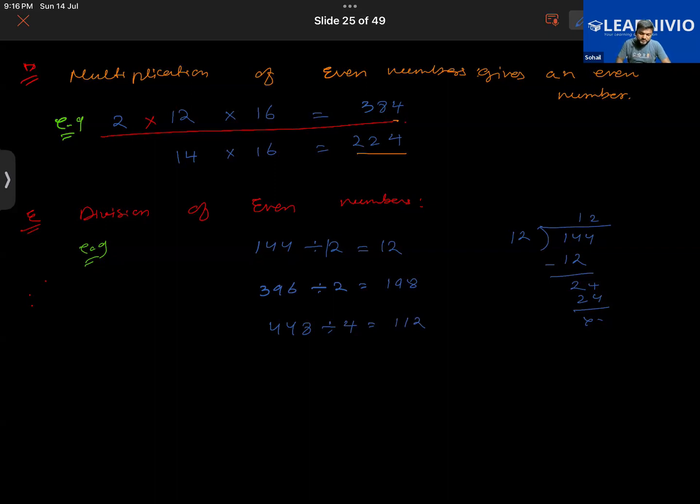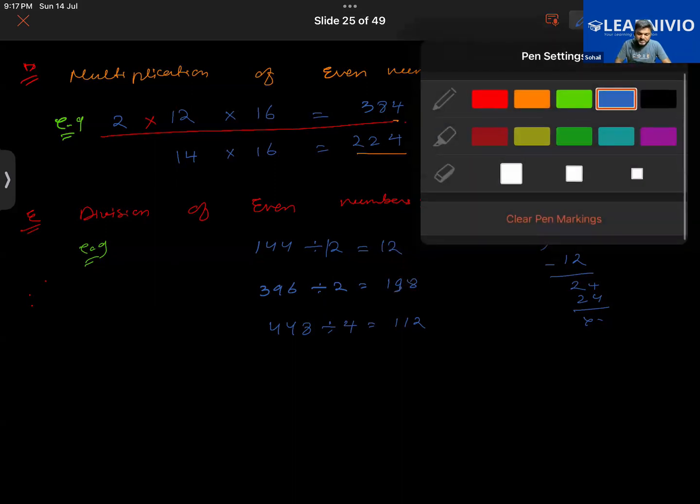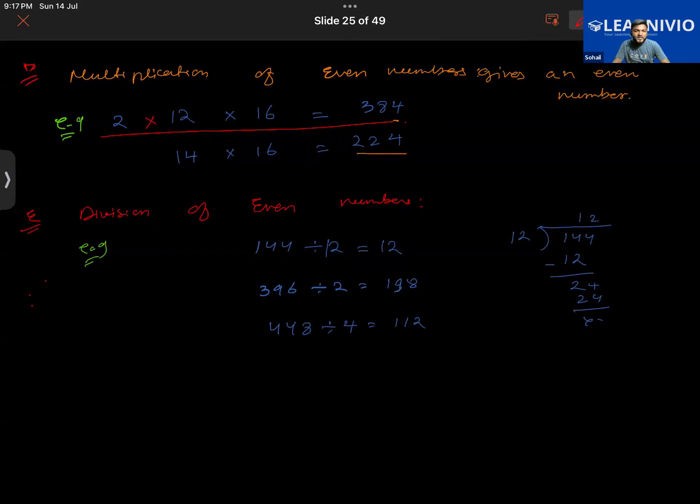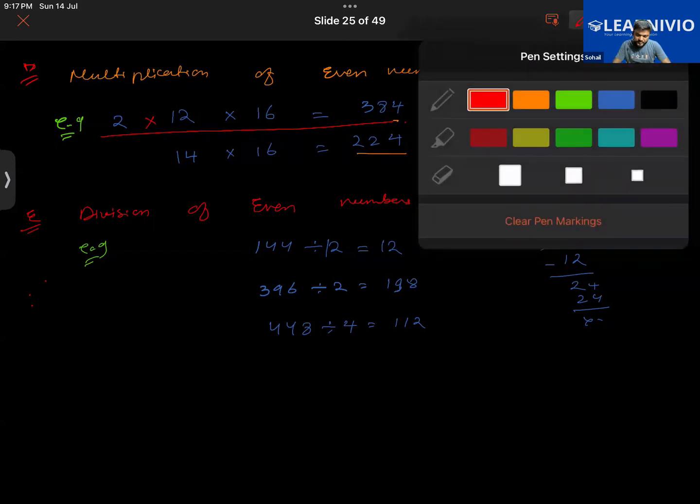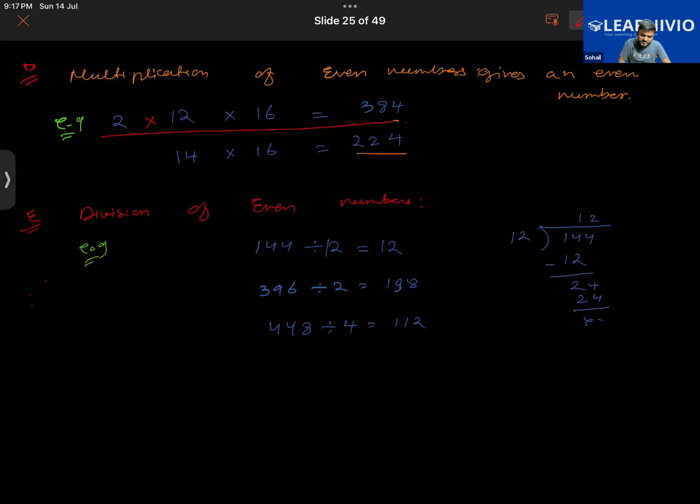So what do we observe? These are properties, right? With examples, we are learning the properties of even numbers. So we observe that all these are even numbers. So when two even numbers are divided, then as a result, we get back an even number. So you'll write down: division of even numbers gives an even number.